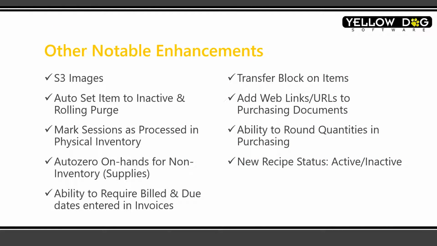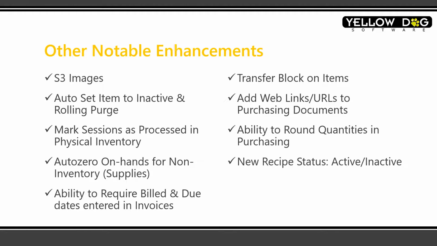Some other noticeable enhancements in 366, we have S3 images. So now you can capture pictures for recipes as well as for items, and we store those in the Amazon S3 cloud service. So you have flexibility to create as many pictures that you want. We can also automatically set items to inactivate themselves once they reach an on-hand of 0 and have no activity for a period of time, as well as purge out older historical POS transactional data to ensure that your database stays fast and efficient.